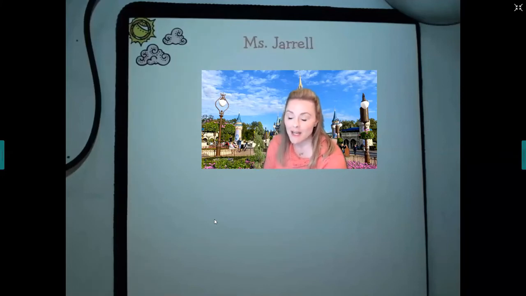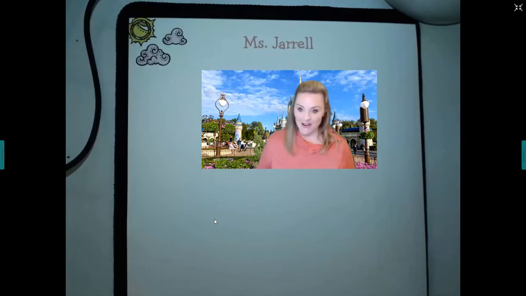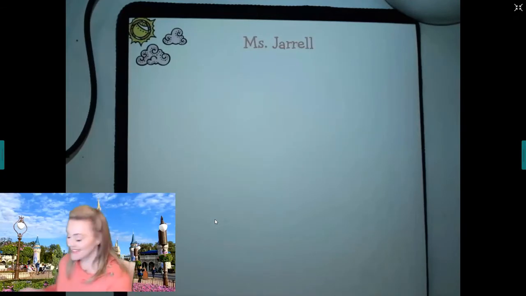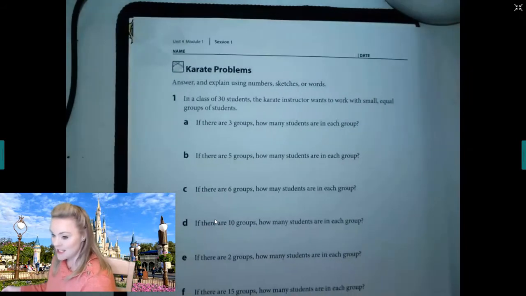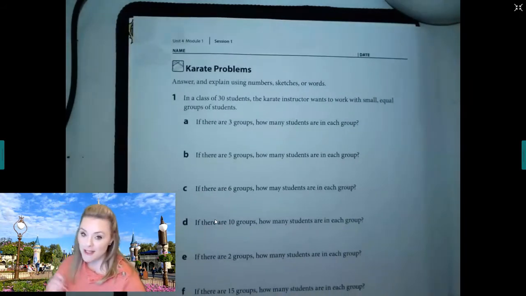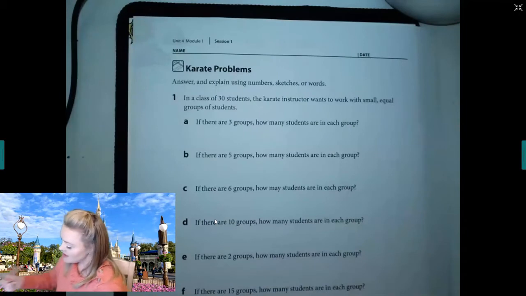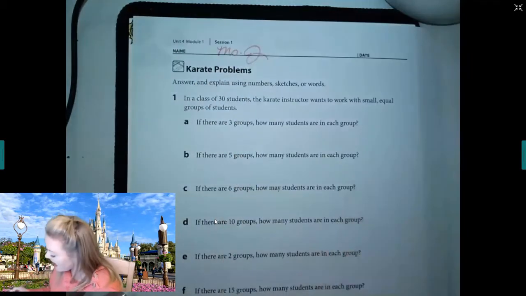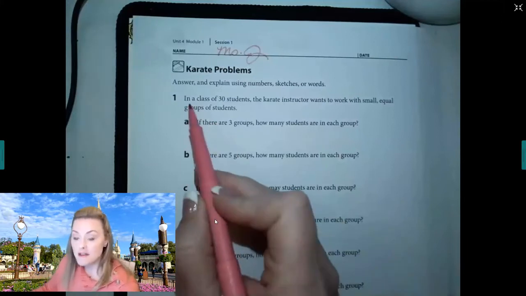Today we're going to be working in our green math workbooks. So go and grab your workbook, and we're going to start on page 103. All right, so I have my workbook page here, and we're going to start at the top. The first thing you should do is always put your name on your paper. Miss Gerald. All right, so we're going to start with the first one.